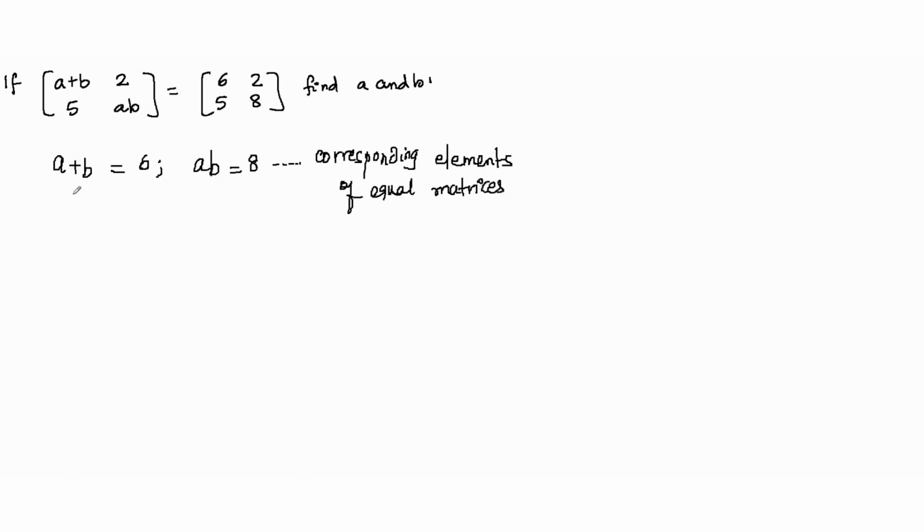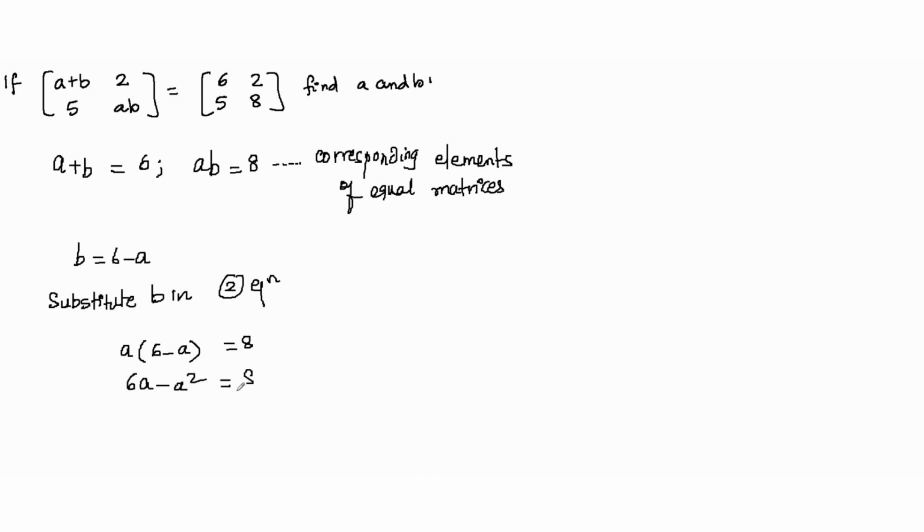So now what I will do is I will substitute. I will say B is equal to 6 minus A, and I will substitute B in the second equation. Therefore, A times 6 minus A is equal to 8, which means 6A minus A square is equal to 8, or A square minus 6A plus 8 is equal to 0.